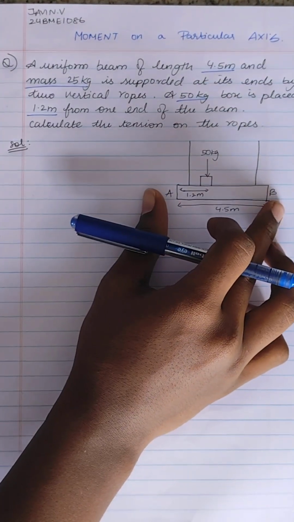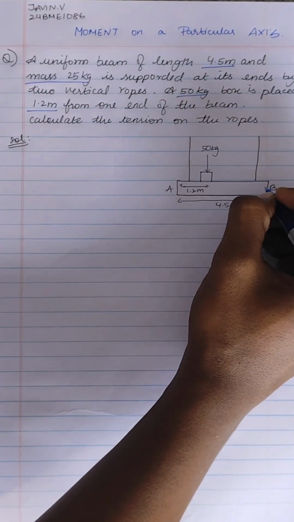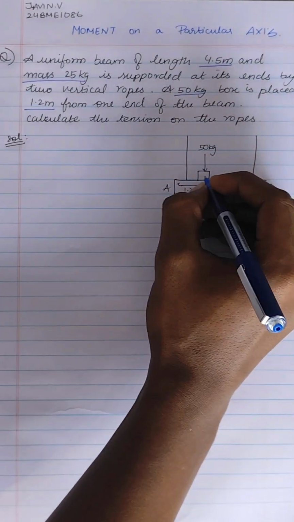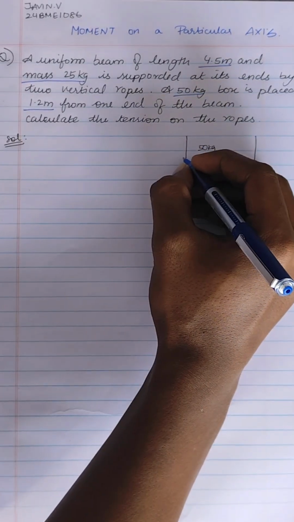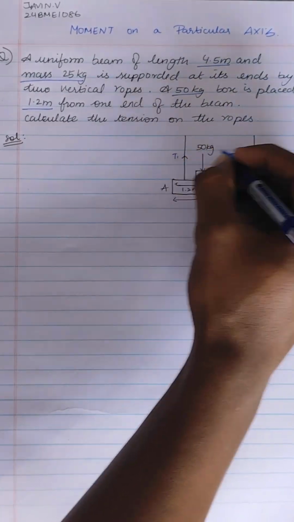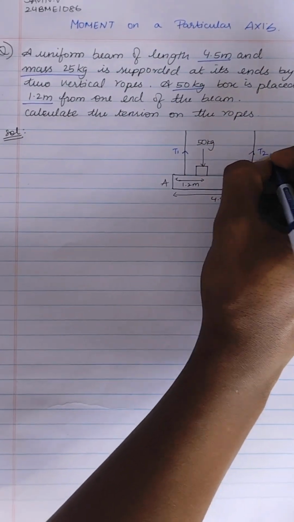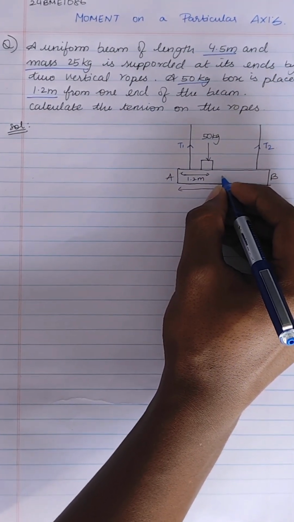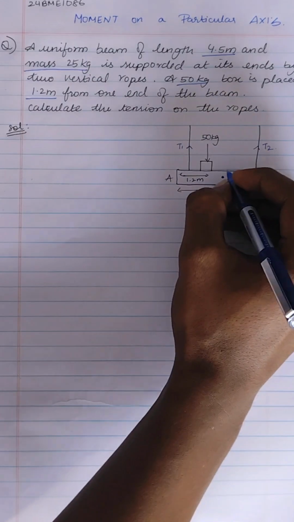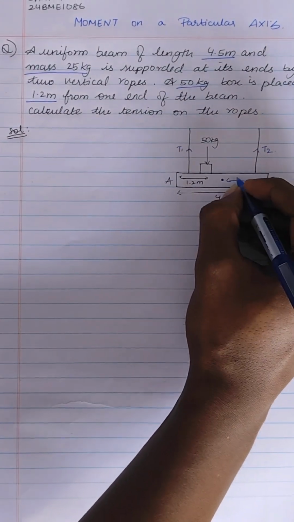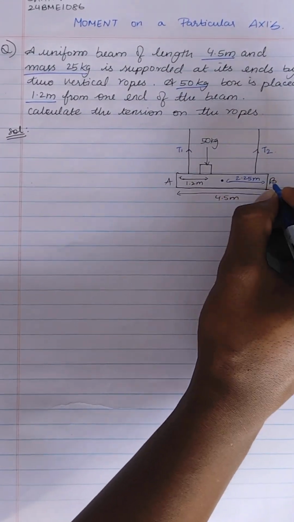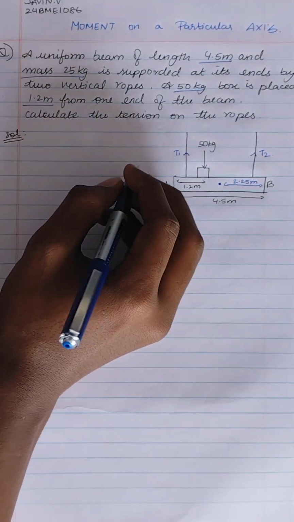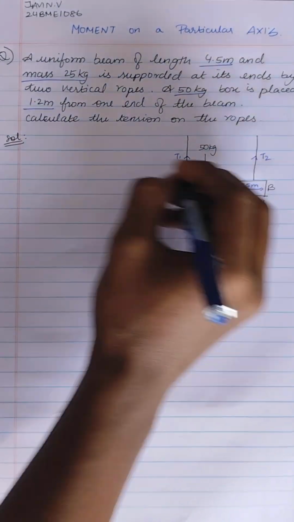So this is the figure given, and the box is 50 kg, and let's consider this tension as T1 and this tension as T2. And as this is a uniform beam, the force will be acting in the midway of the beam, which is 2.25 meters from each. So let's find the sum of the vertical forces.